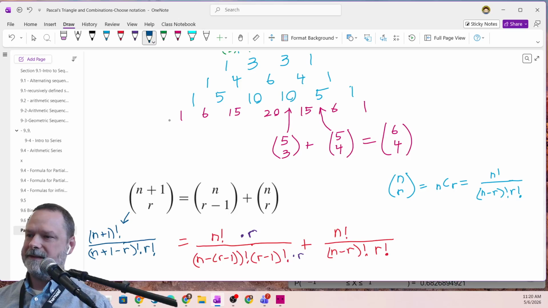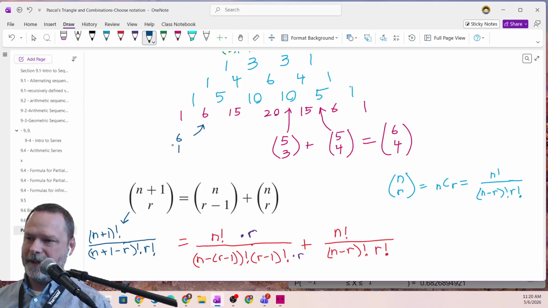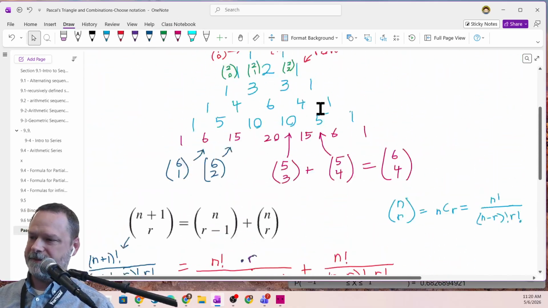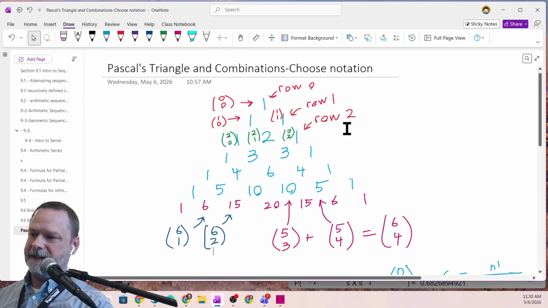So this does end up being 6 choose 1. It is the number of ways to pick one thing out of 6 things. This does end up being 6 choose 2. The number of ways to pick 2 things out of 6 things, and so on and so forth. It does work. So there we go. That's it. There's my proof. There's the connection, the long step-by-step showing of this.